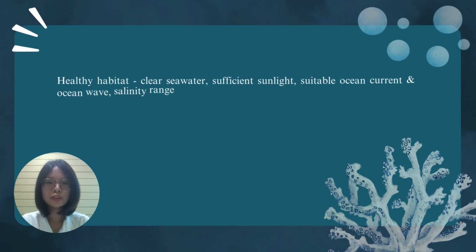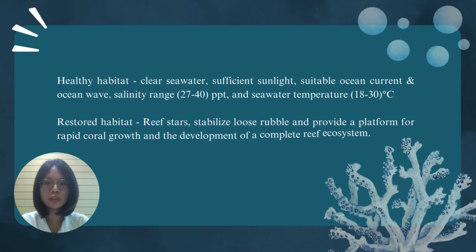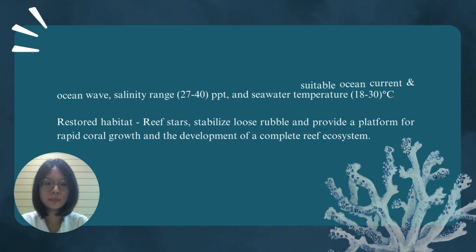The healthy habitat is surrounded by clear seawater with suitable current and waves providing a food source to the corals, and has suitable salinity and seawater temperature range which is favorable for the corals' growth and development, which can boost the percent cover of corals in the habitat. While in the restored habitat, the Reef Star method used in this study cannot restore the salinity and seawater temperature range which favor the growth and development of corals, but it can help in stabilizing the loose rubble and provide a platform for rapid coral growth and the development of a complete reef ecosystem.